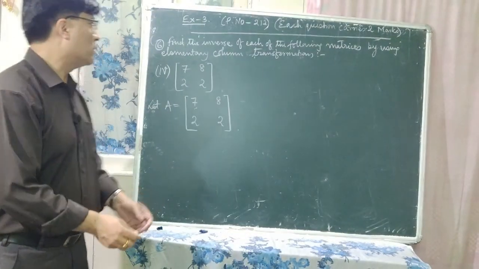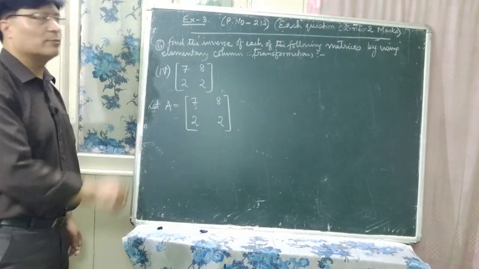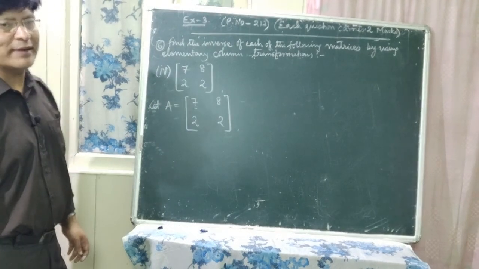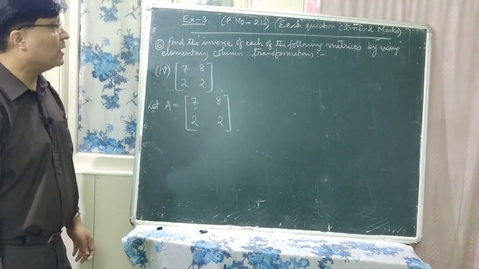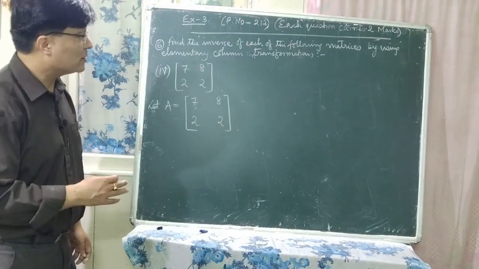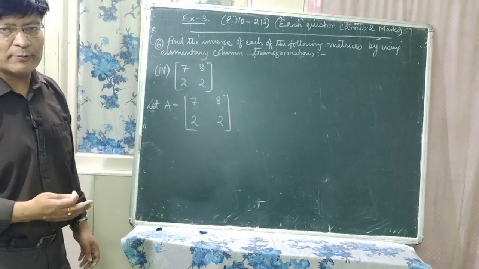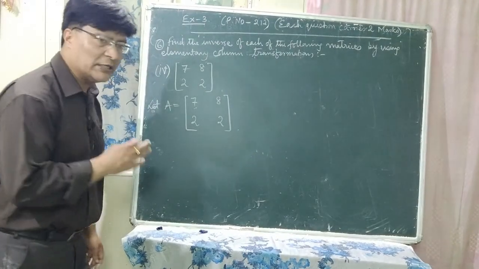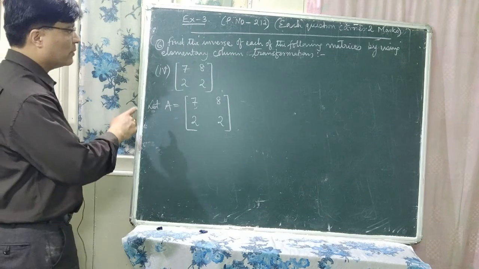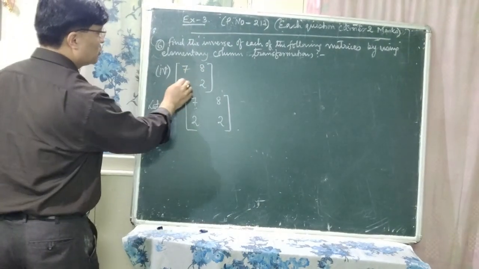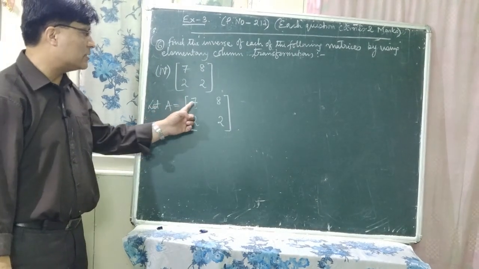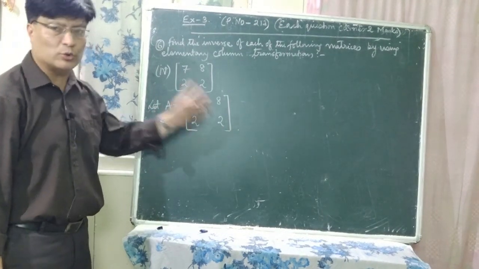So now we'll do the next question, that is 6 number 4. Here also you have to find out the inverse of the given matrix using elementary column transformation. That means you have to get the inverse of a given matrix using properties in terms of column. So what is the given matrix here? 7 8 2 2. Let us assume it as capital A is equal to [7 8; 2 2].